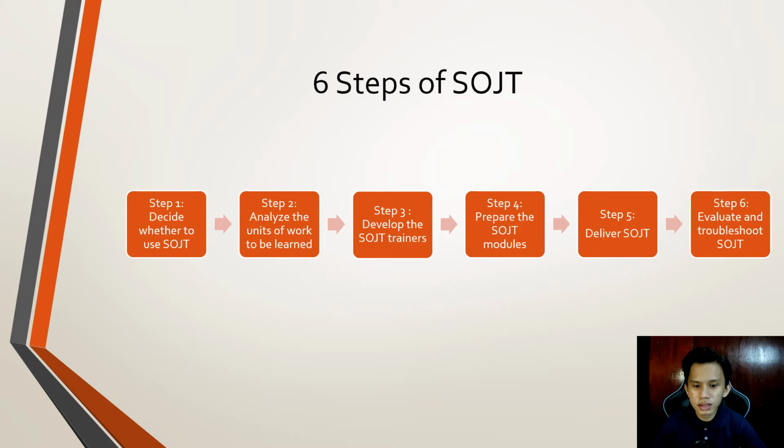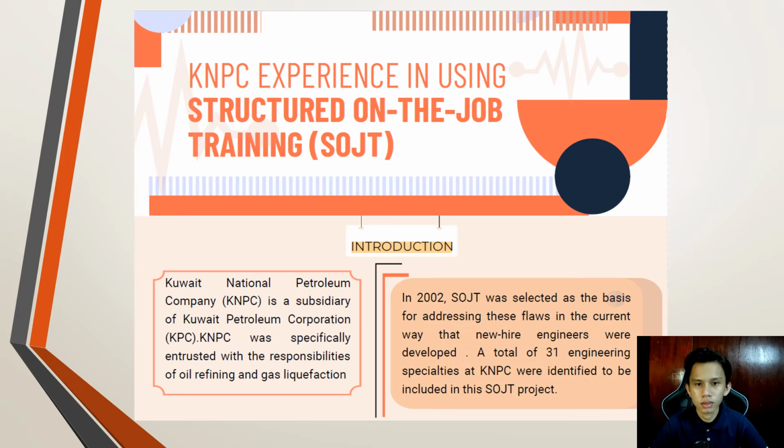There are 6 steps. Step number 1, decide whether to use SOJT. Step number 2, analyze the unit of work to be learned. Step number 3, develop the SOJT trainers. Step number 4, prepare the SOJT module. Step number 5, deliver SOJT. And lastly, step number 6, evaluate and troubleshoot SOJT.